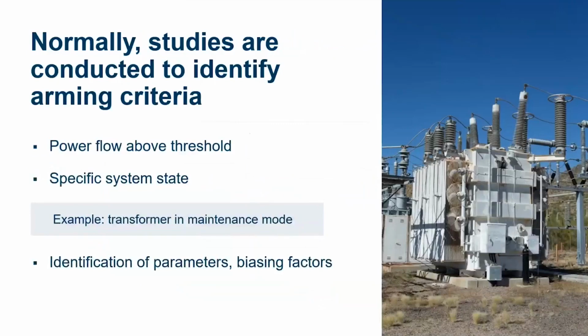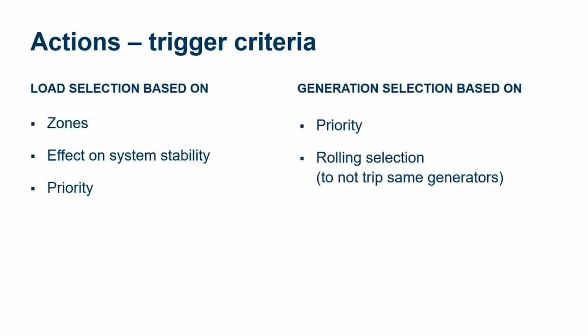Any RAS requires system analysis and system studies that can be performed to identify this arming criteria. This arming criteria may include thresholds, such as power flow above a certain threshold, monitoring of a system state, tracking of a system topology, so that the RAS scheme may be able to provide a dynamic but informed decision.